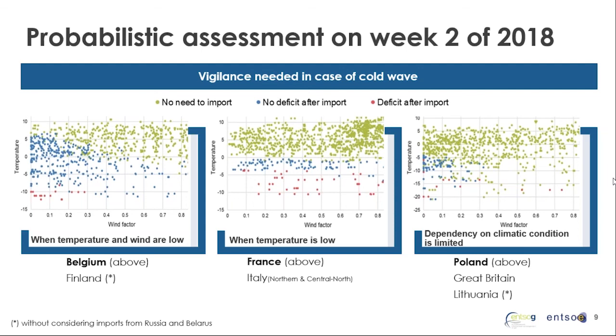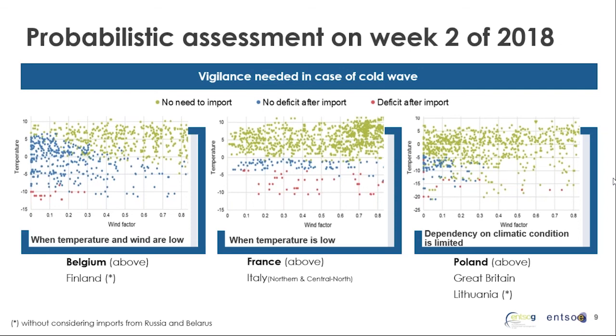And here you see there is no direct dependence on the temperature and the wind. So the situation of scarcity in these countries, Poland and Great Britain, is possibly linked more to a scarcity in neighboring countries, that can spread also through a lack of surplus of generation in neighboring exporting countries.